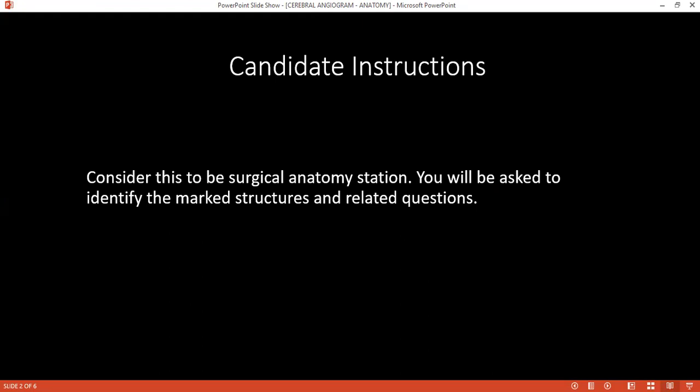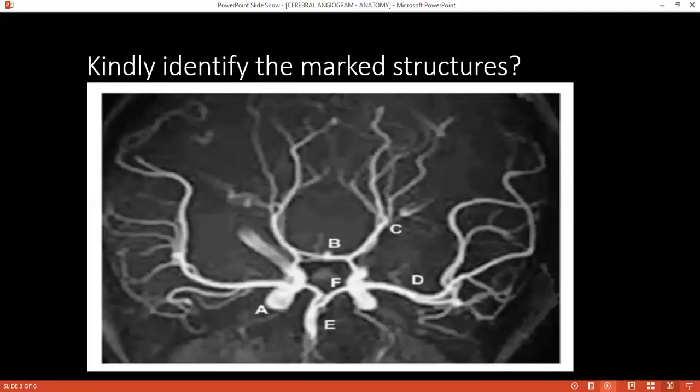Right. So if you have read and understood, considering it's a surgical anatomy station, kindly tell me if you can recognize what kind of image you are looking at. This is an angiogram of the brain. Okay, more specifically, if you can, cerebral angiogram. Okay, right. Cerebral angiogram. There are certain structures labeled from A to F.